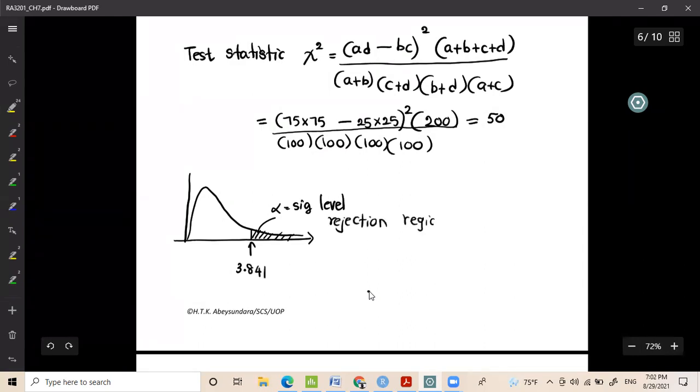Now let's go back and get our test statistic. What is it? 50. Where is 50? It will be far away somewhere over here, right? So it is obvious that it is in the rejection region. So what is our conclusion? We can reject H0.